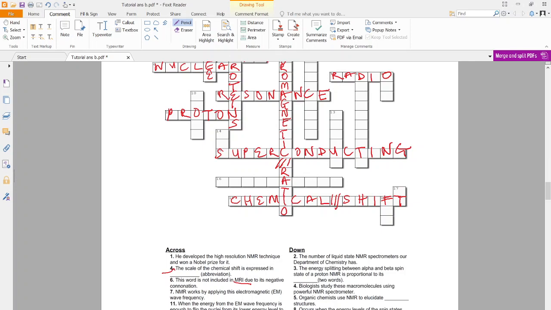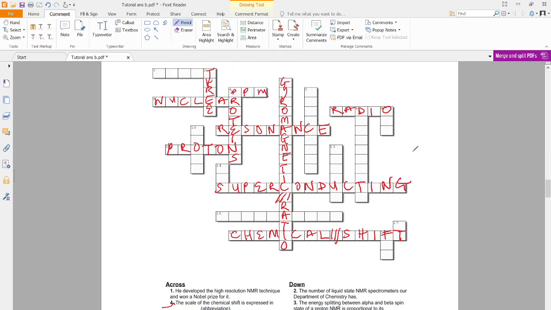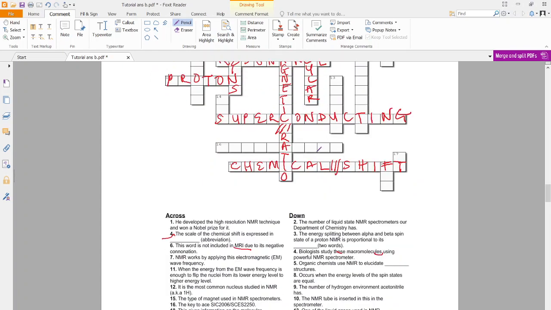Okay, this is macromolecules. Then you say this. Okay, so it must be plural. Organic chemists use NMR to elucidate what structures? There has to be molecular structures, of course. So molecular structures.